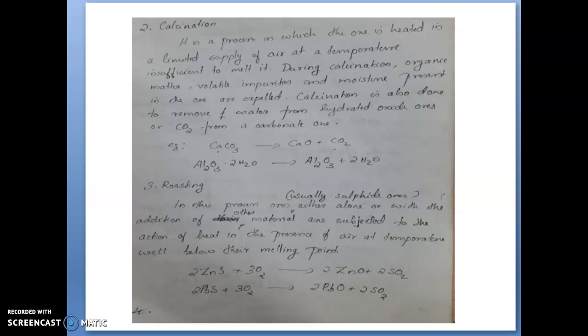Reduction by displacement is the simplest method, in which a metal is precipitated from the solution of its own ion by the addition of another metal. It is a simple method that can be applied to some metals.